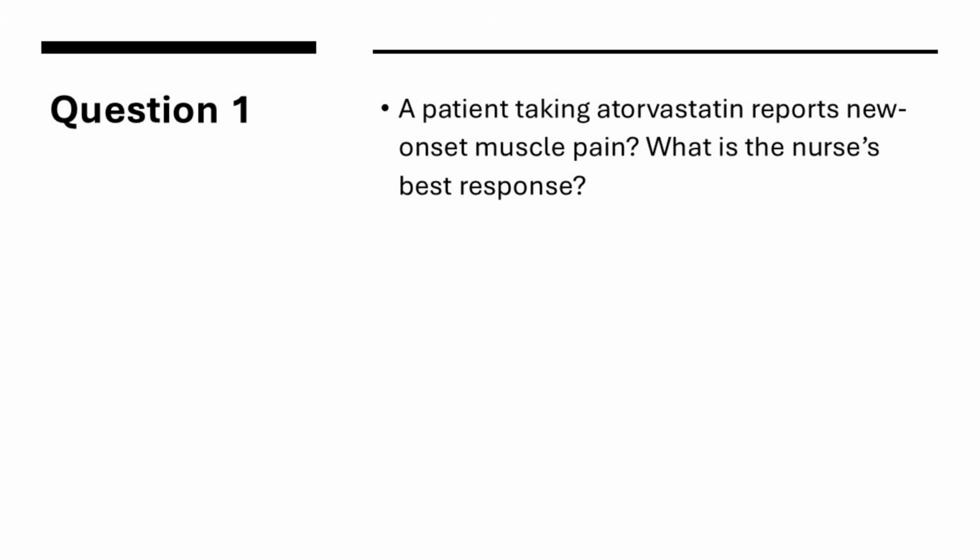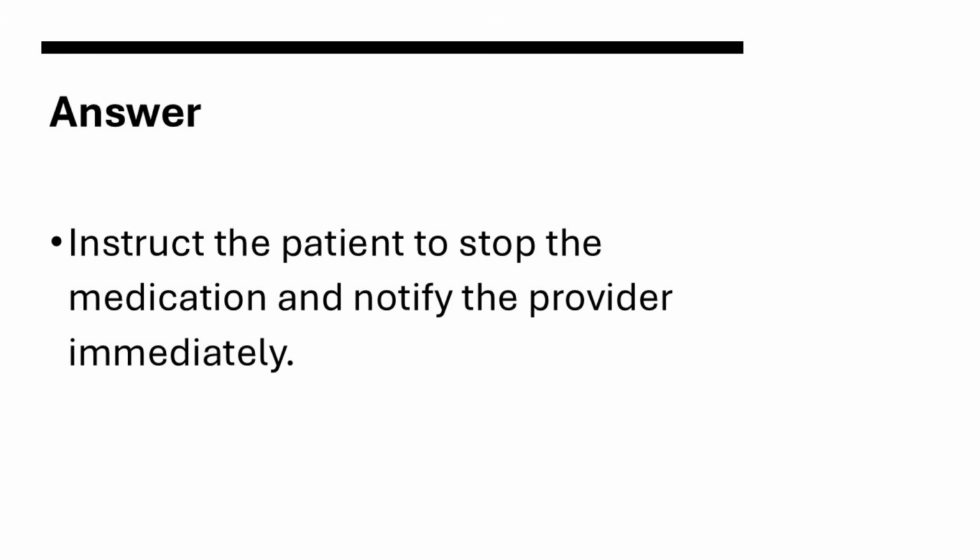Question 1. A patient taking atorvastatin reports new onset muscle pain. What is the nurse's best response? The answer will be instruct the patient to stop the medication and notify the provider immediately. Why? The patient is at risk of rhabdomyolysis.